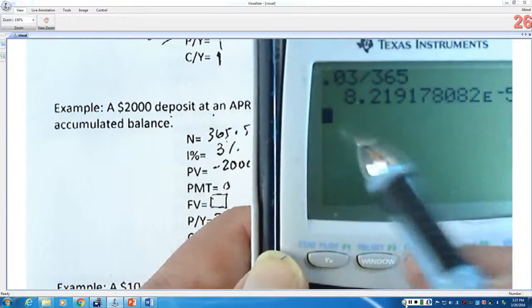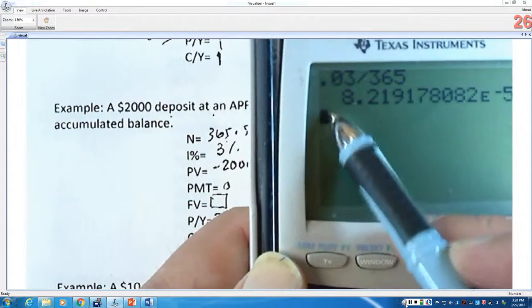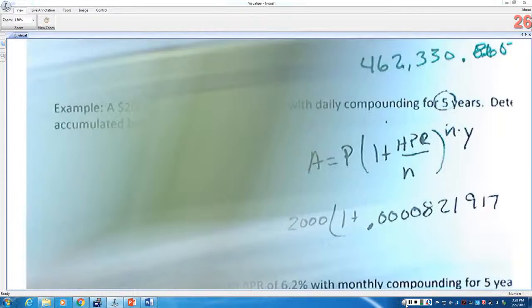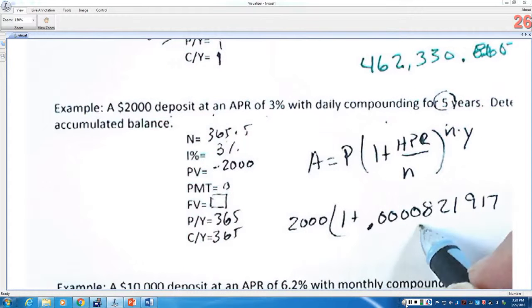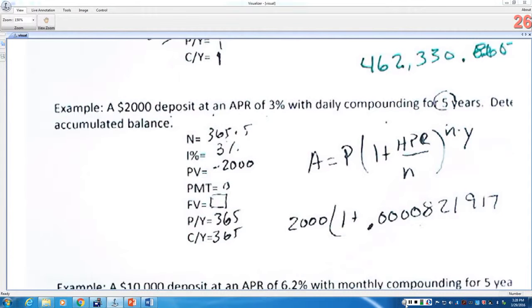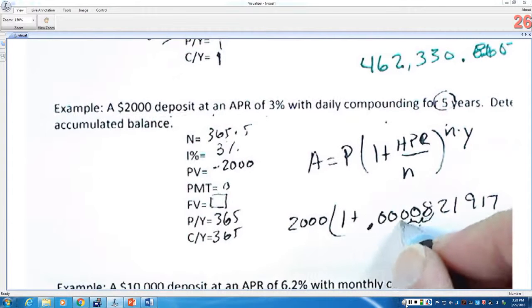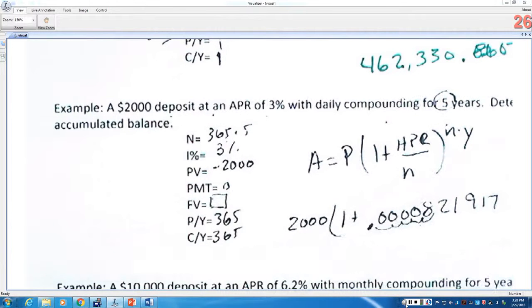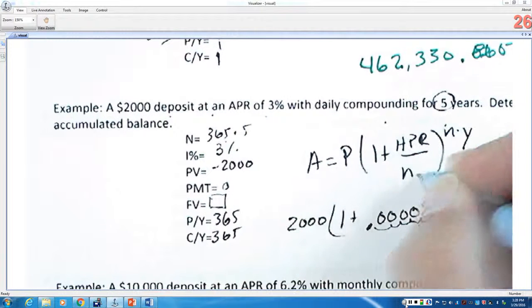So that's basically saying 1, 2, 3, 4, 5. So you have four zeros and then the 8 right there. In other words, 1, 2, 3, 4, 5, like that. Okay, so that's basically this APR divided by N.